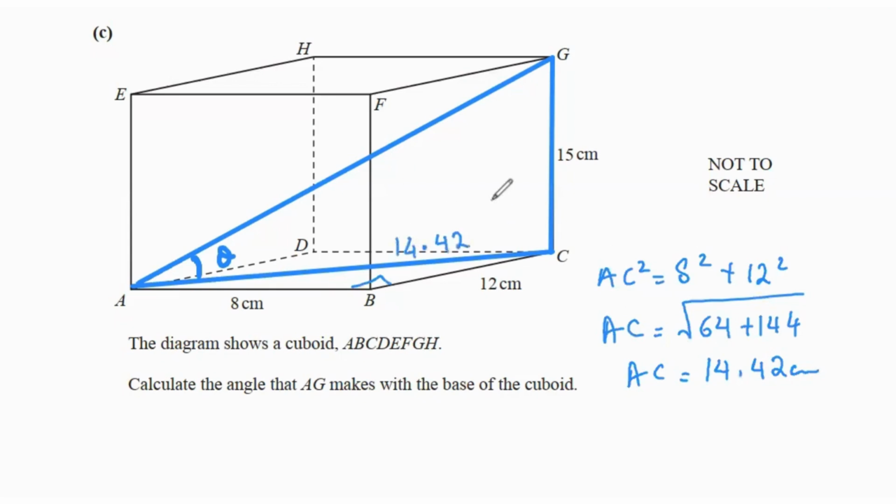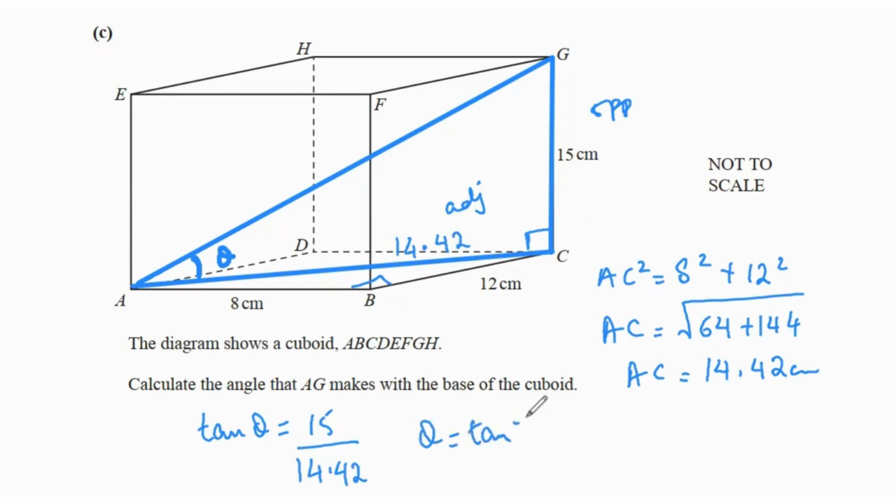We already know the length of GC, which is 15. We can see that this is another right angle triangle. So we have the opposite and we have the adjacent. We can use tangent to find theta. Tan theta equals 15 over 14.42. Then take the tan inverse of this fraction.